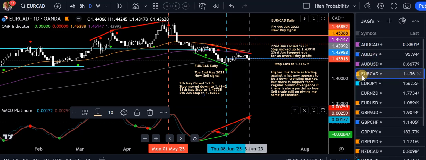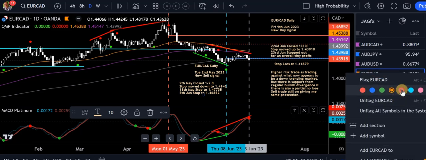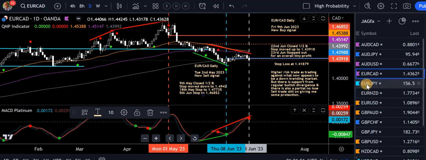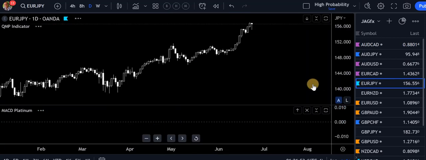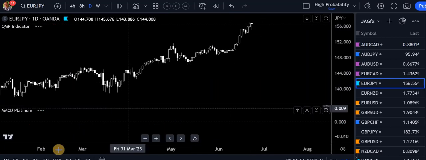So it's the Euro CAD, as I said, just left on the charts to show you guys what happened, how it was stopped out. Tidy that up. Euro Yen. In something here if it comes up.